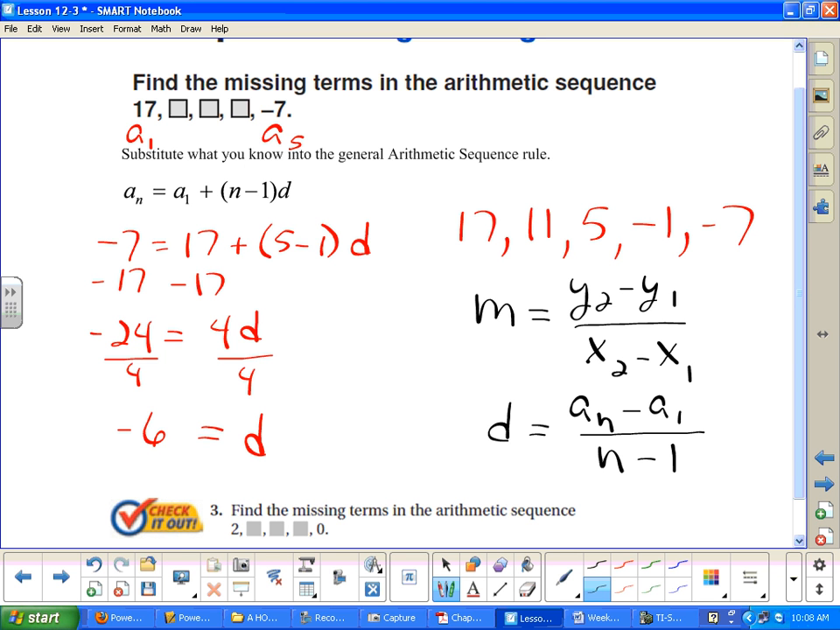Let's see what we did here. Negative 7 was our a sub n, and 17 was our a sub 1. We did negative 7 minus 17. And then n minus 1 was 4. So we took negative 24 and divided by 4, and got negative 6. So you could use this to find the value of d. You could plug it in the formula like this, or you could actually use our slope formula to find d, because all we're doing is finding the rate of change.